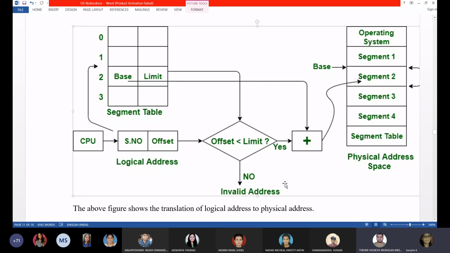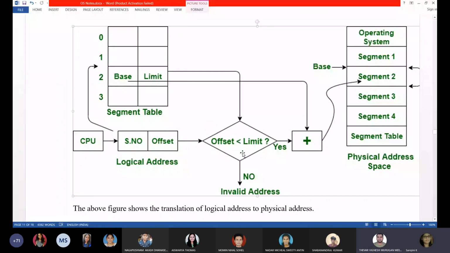So what will be added? The base address. If the offset is less than the limit, then that is a correct address. So that plus the base address will be added, which will form the address where we have to store the particular segment. That address is called the physical address.